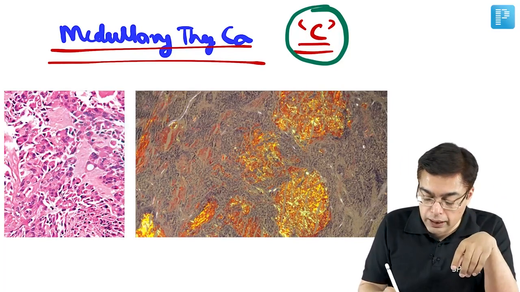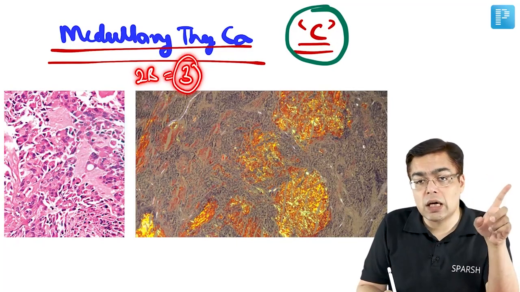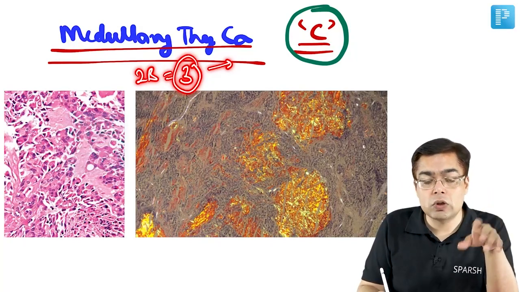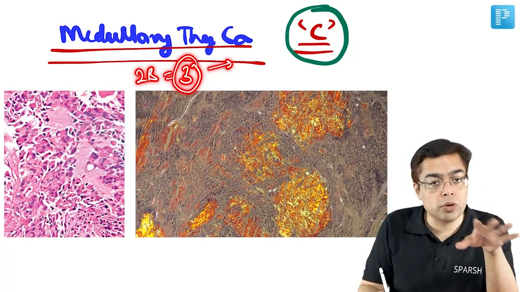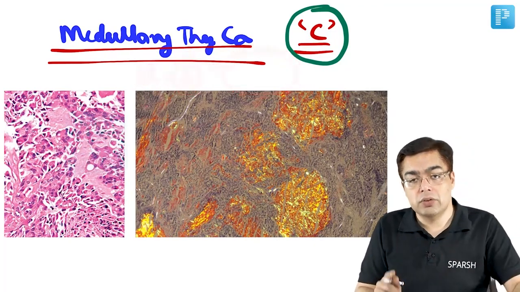When we are talking about MEN 2B, which is also given the name of MEN 3 syndrome, patients are going to have medullary thyroid cancer. They would have pheochromocytoma, marfanoid habitus, and mucosal neuromas. So all those findings are going to be associated with MEN 3.